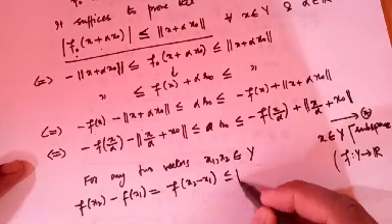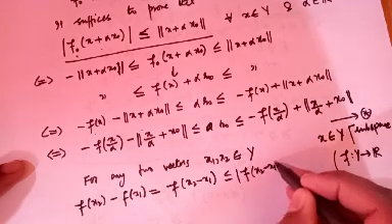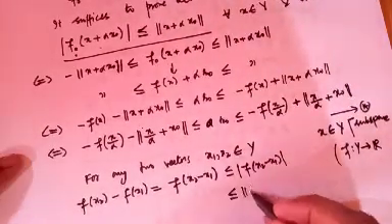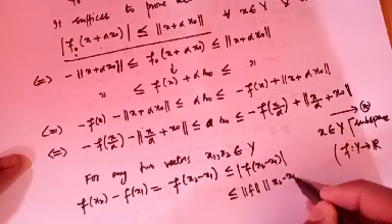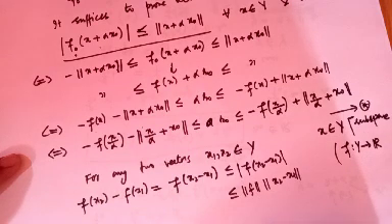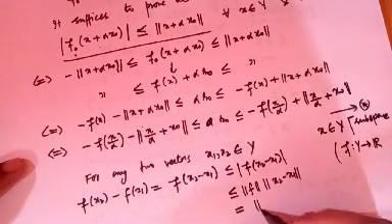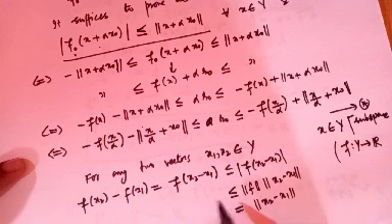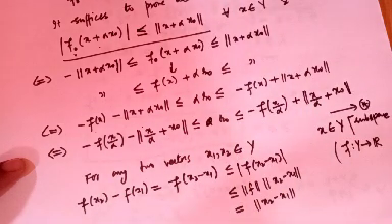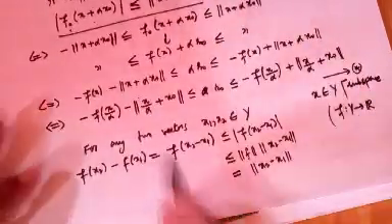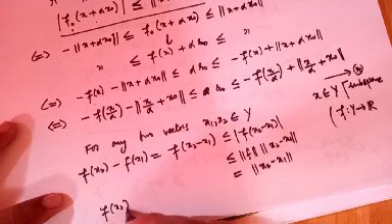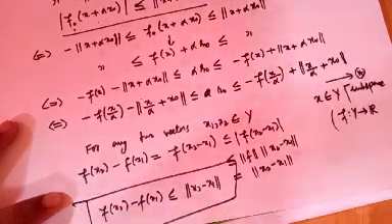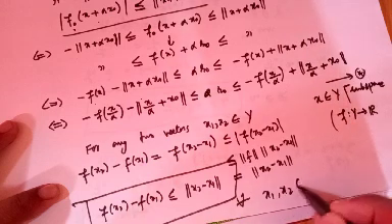Now every number is less than or equal to its modulus, so it would be less than or equal to mod of f of x2 minus x1. And using the fact that f is a bounded linear map, this should be less than or equal to norm of f into norm of x2 minus x1. But we have also assumed that norm of f is equal to 1. So this should be equal to norm of x2 minus x1. So what we are getting is that for any two vectors x1, x2 belonging to y, f of x2 minus f of x1 should be less than or equal to norm of x2 minus x1. So let me write it down here: f of x2 minus f of x1 is less than or equal to norm of x2 minus x1 for any x1, x2 belonging to y.